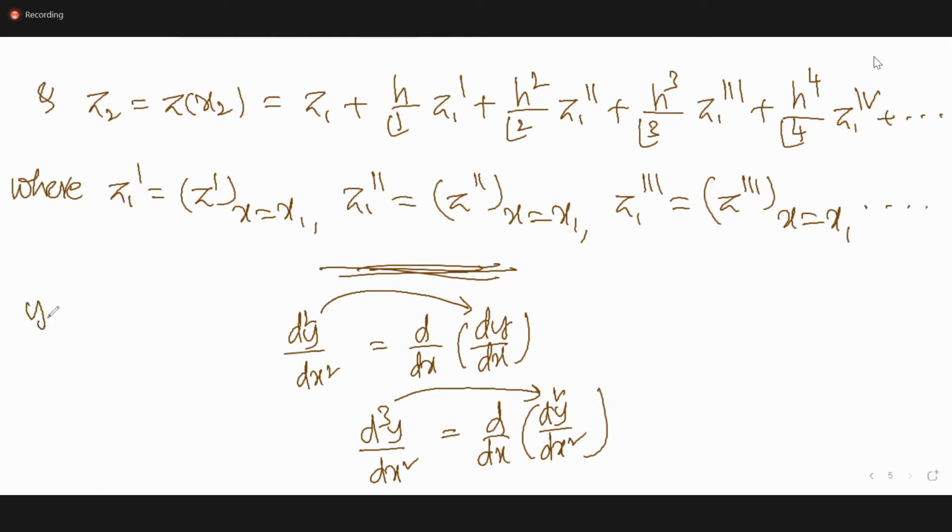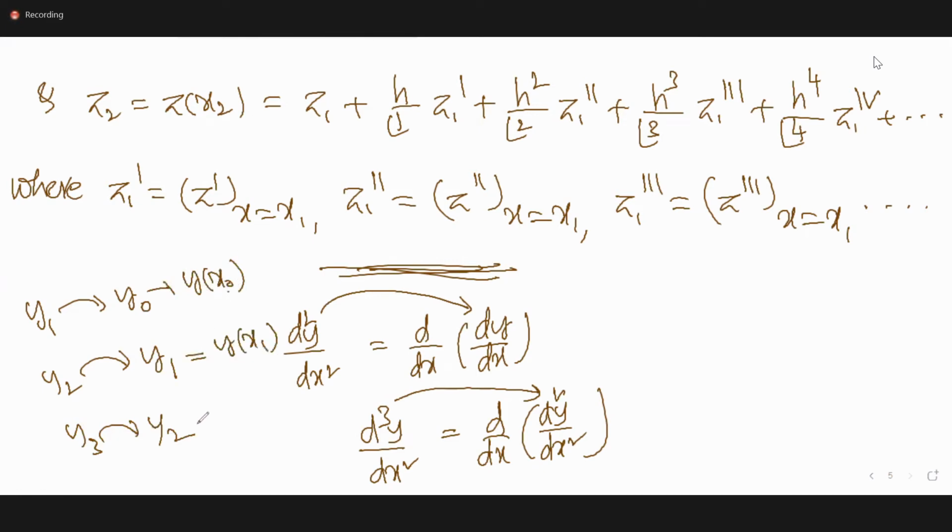So y1 is in terms of y0. y2 is in terms of y1. y3 is in terms of y2. So y0 means what's the point here? x0. y1 means at a point x1. y2 means at a point x2. Is it clear?